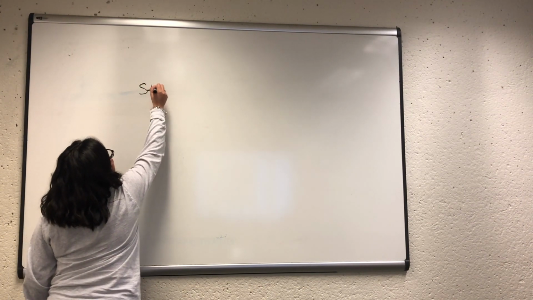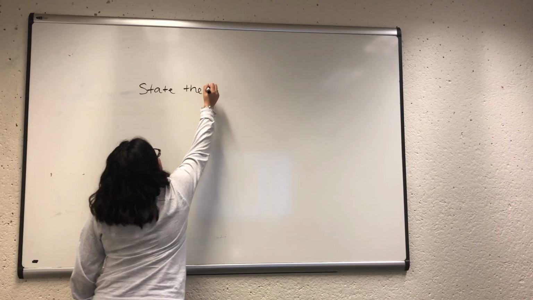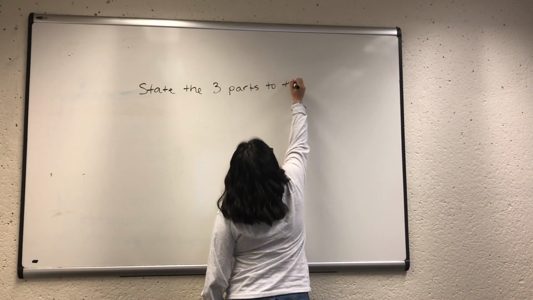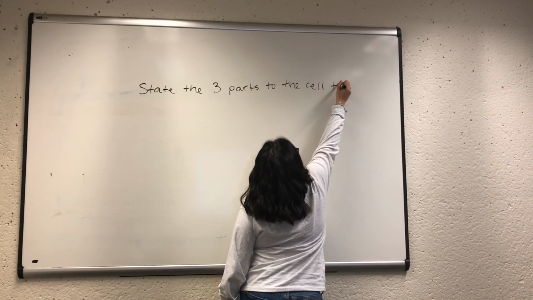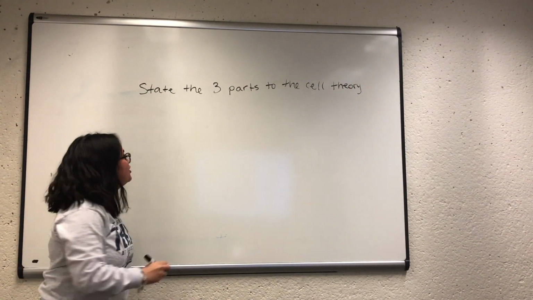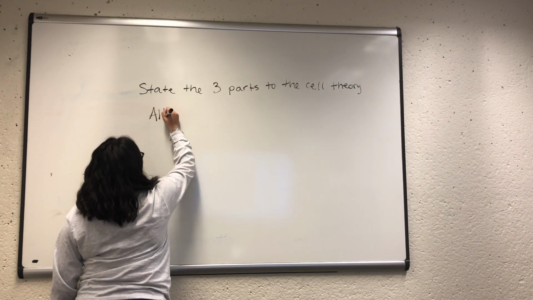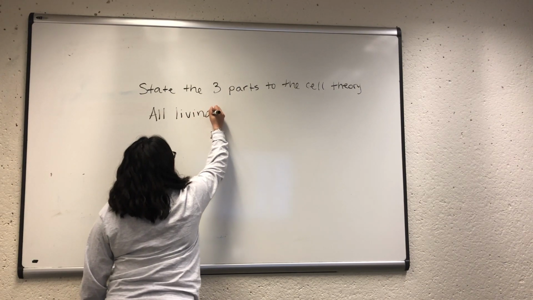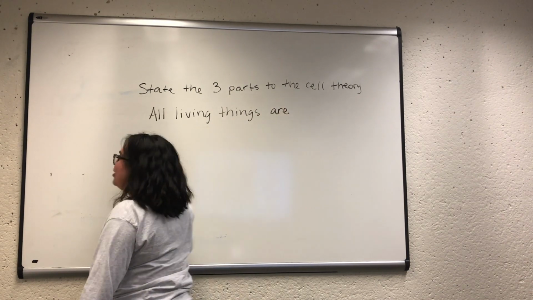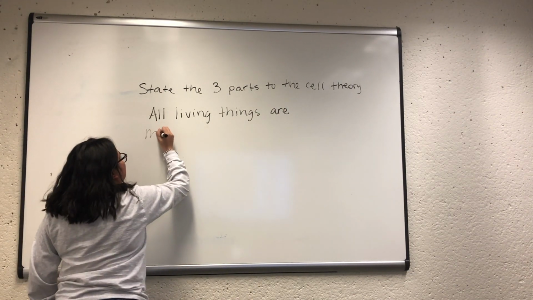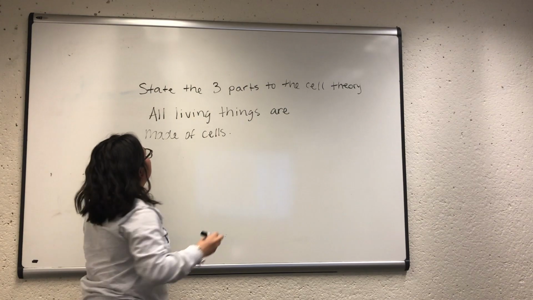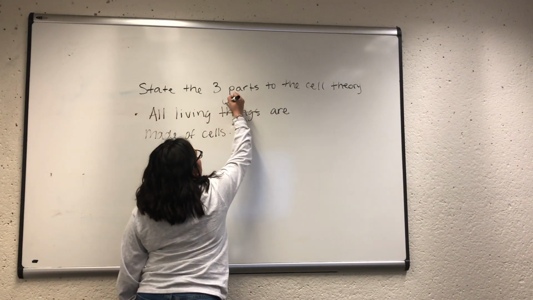Assessment statement: state the three parts to the cell theory. Alright, so the first one is all living things are made of cells. To have better terminology, you can put organisms.